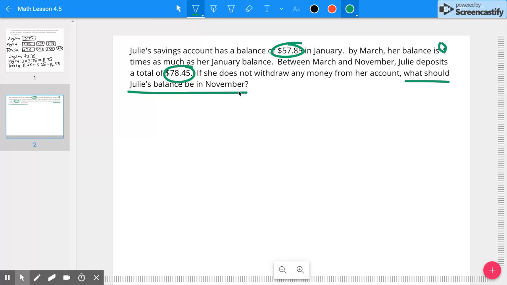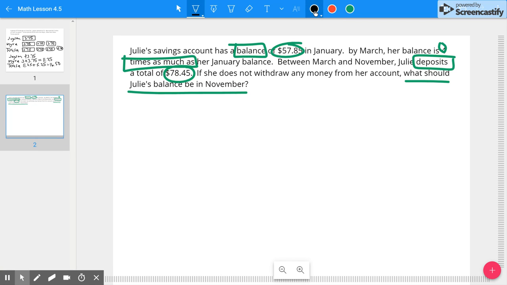And box any keywords. So let's see. I'm going to box times as much as. I'm going to box the word deposits. That means she puts in and does not withdraw any money from her account. So I don't need that. I'm also going to box the word balance because I think that's telling me what she's starting with.